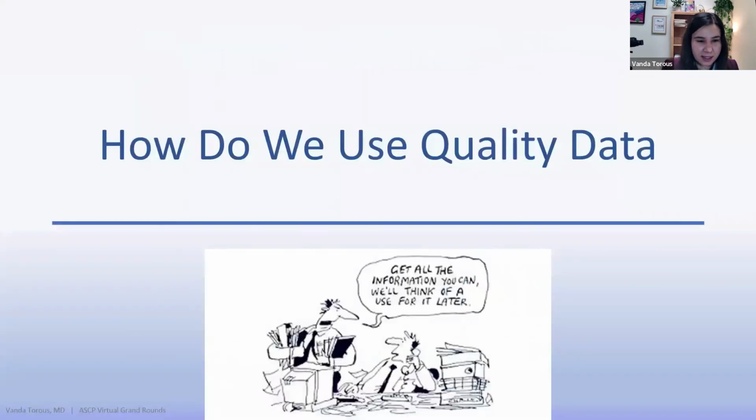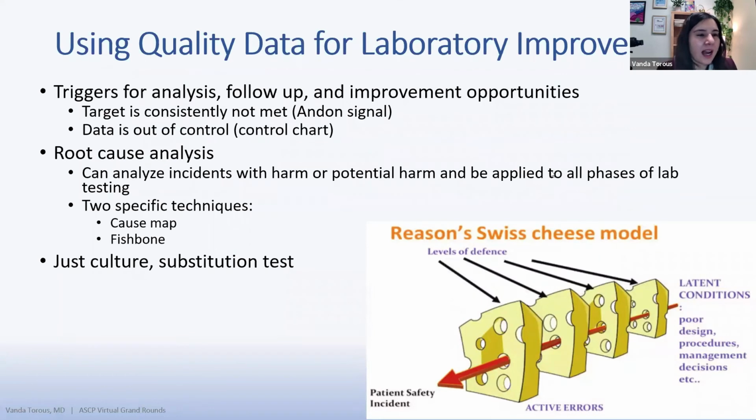So how do we use quality data? These can be triggers for analysis, follow-up, and improvement opportunities. So these could be if a target is consistently not met or if you see that the data is out of control. These can be a trigger for root cause analyses, which can analyze incidents with harm or potential harm and be applied to all phases of lab testing. Now we have two specific techniques, which I'll discuss in more detail, cause mapping and also fishbones.